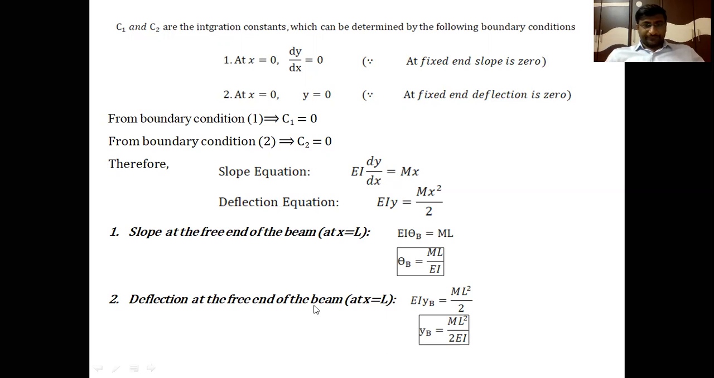Deflection at the free end. Again, we are going to substitute L in place of x in the deflection equation. So EI y B, whenever you substitute L in place of x, we can write y as yB, that is the deflection at the free end. EI yB equal to M by 2 into L square. Therefore, yB is equal to ML square by 2EI, the formula to calculate the deflection at the free end of the beam when it is subjected to a clockwise moment at the free end.